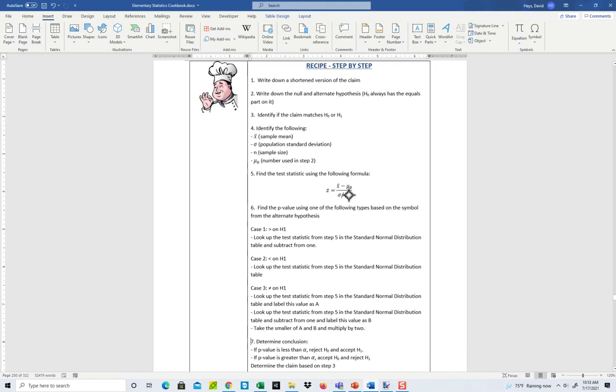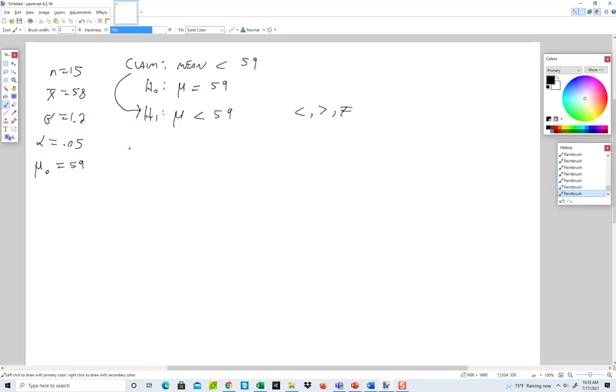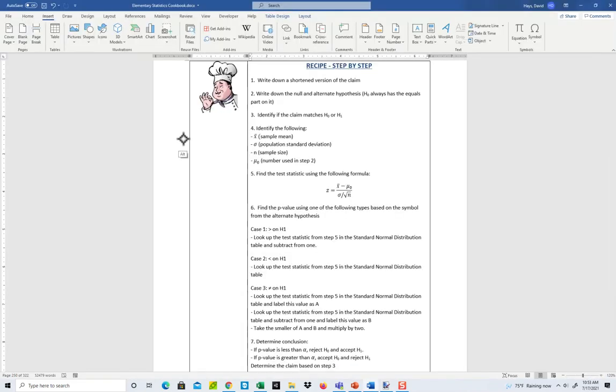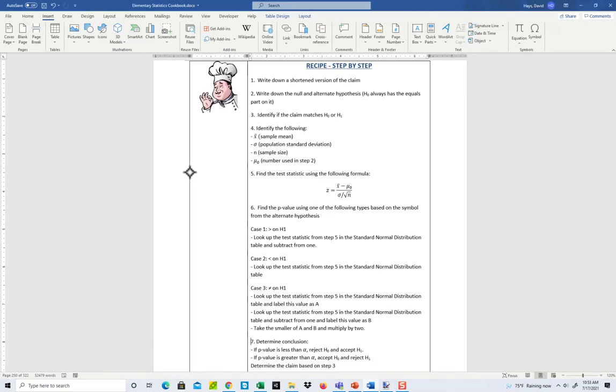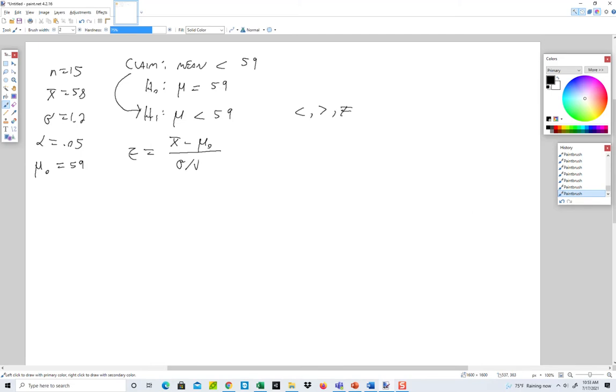Step 5, find the test statistic using the following formula. So Z is equal to X bar minus mu naught over sigma divided by square root of n. Okay, X bar is 58 minus mu naught, which is 59, divided by sigma, which is 1.2, divided by square root of n, so square root of 15. And I don't have my calculator up and running, so let me get that up.